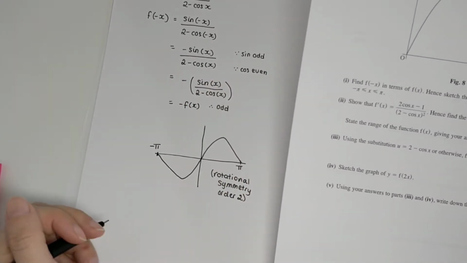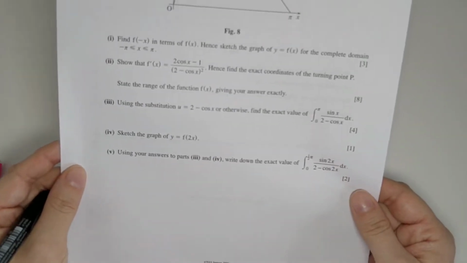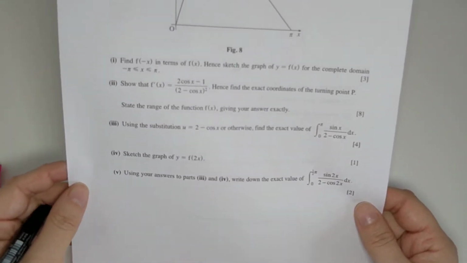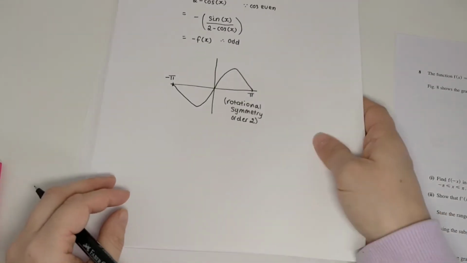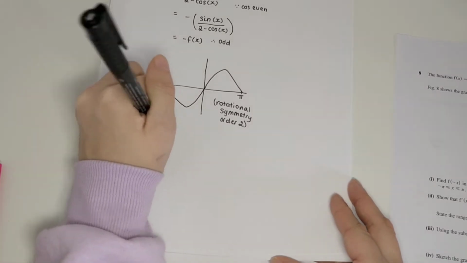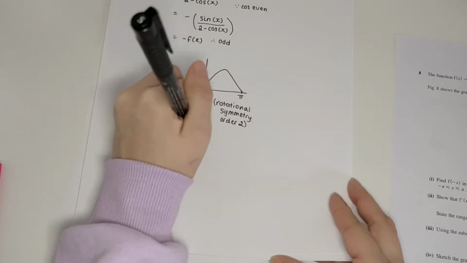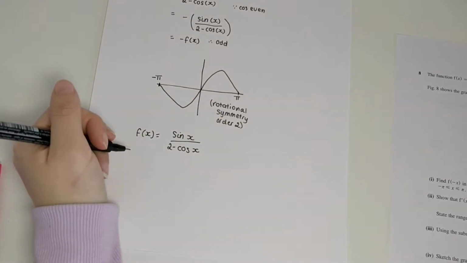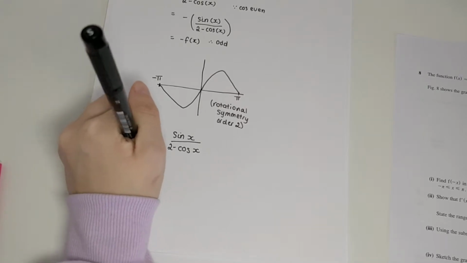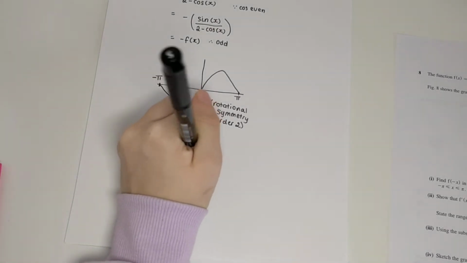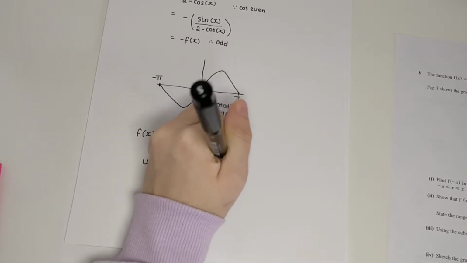Yeah, just to show. Okay, what's next? Show that f dashed of x is this, hence find the exact coordinates of the turning point and state the range of the function. Okay, let's differentiate. So f of x equals sine x over 2 minus cos x. So this is a quotient, so I'm going to use the quotient rule. u equals sine x, v equals 2 minus cos x.